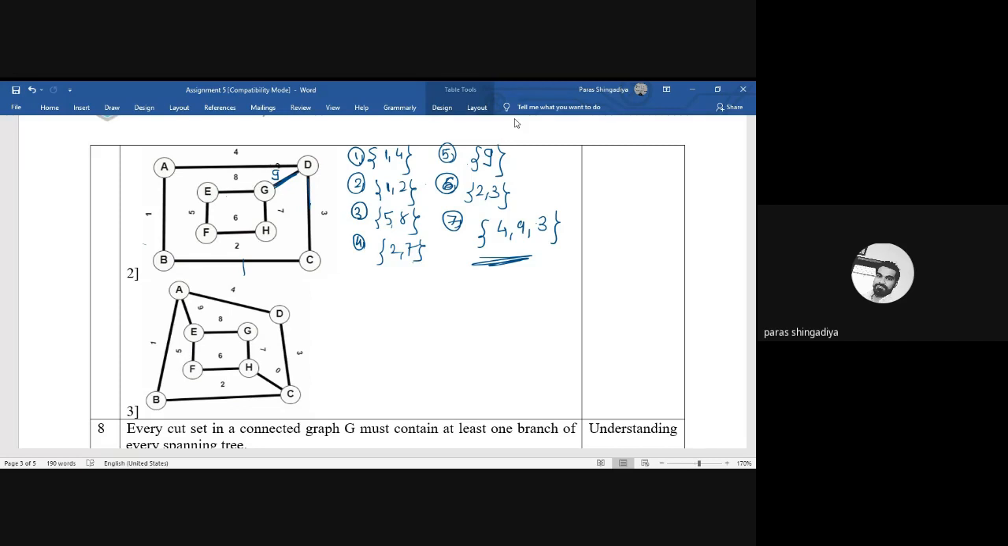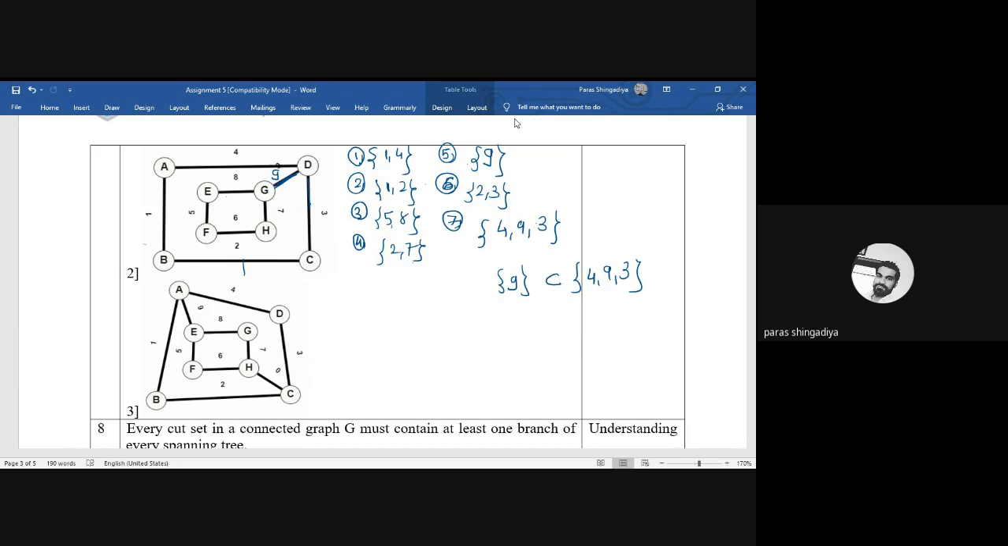Can we take {4, 9, 3} as a cut set? No, it is not possible. Why? Because it has a subset: the singleton {9} is a subset of {4, 9, 3}. And as we know, the singleton {9} is also a cut set. So now use the definition that it has no proper subset.